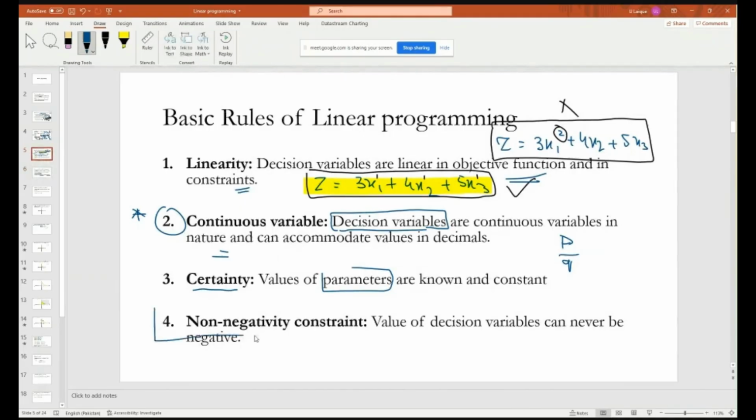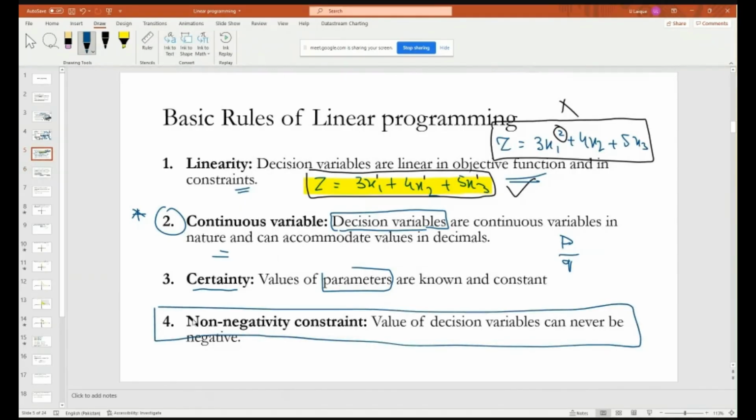The last but not the least, the most imperative one, is the non-negativity constraint. What's a non-negativity constraint? A non-negativity constraint limits the value of decision variables, or in other words, the values of x1, x2, x3, and so on and so forth, to only positive or zero values. So the decision variable can never have a negative value. For instance, if I have 3 decision variables, x1, x2, x3, then their value should always be greater than or equal to 0.